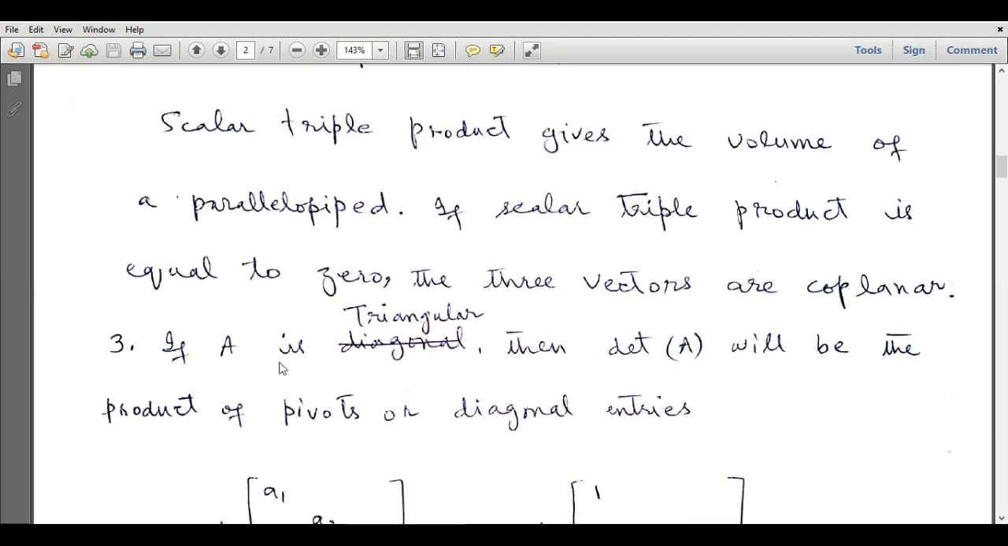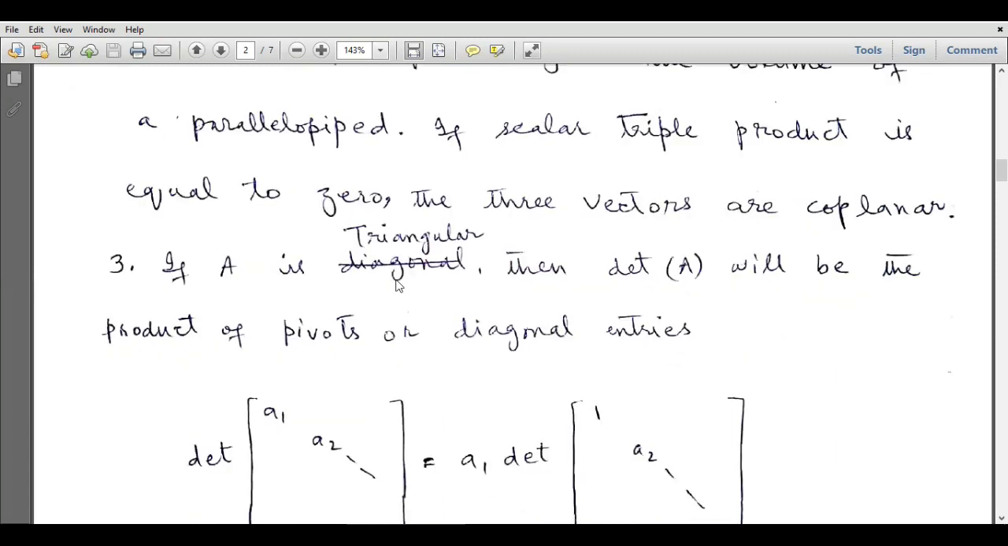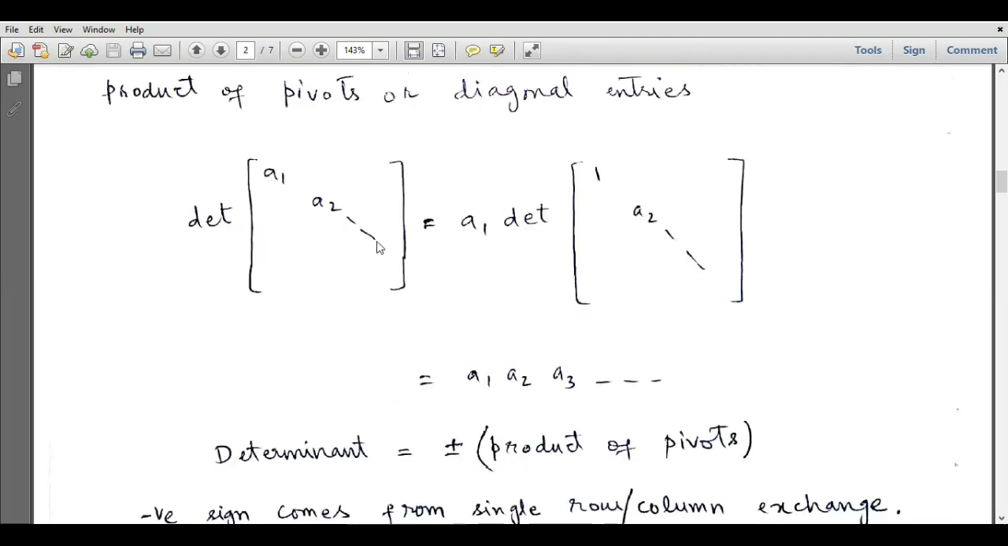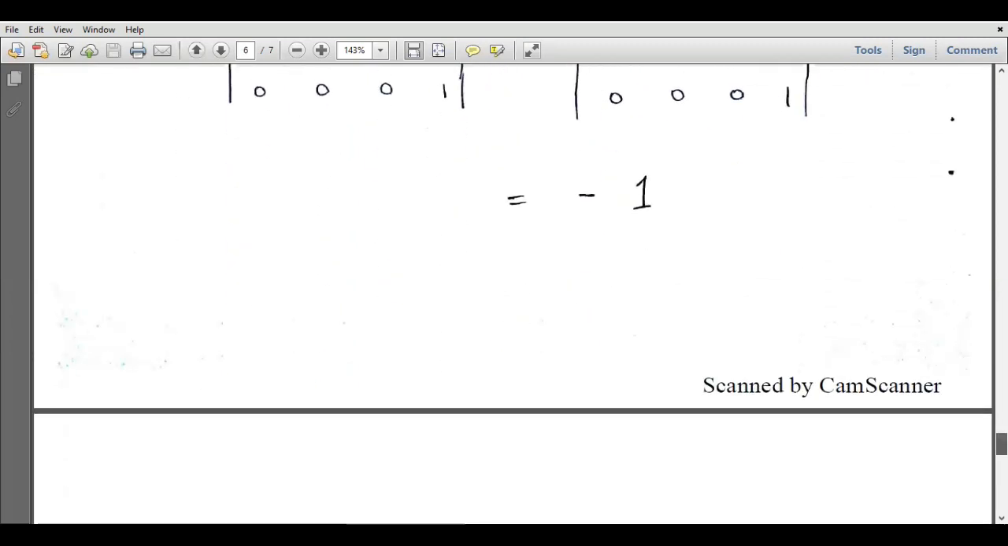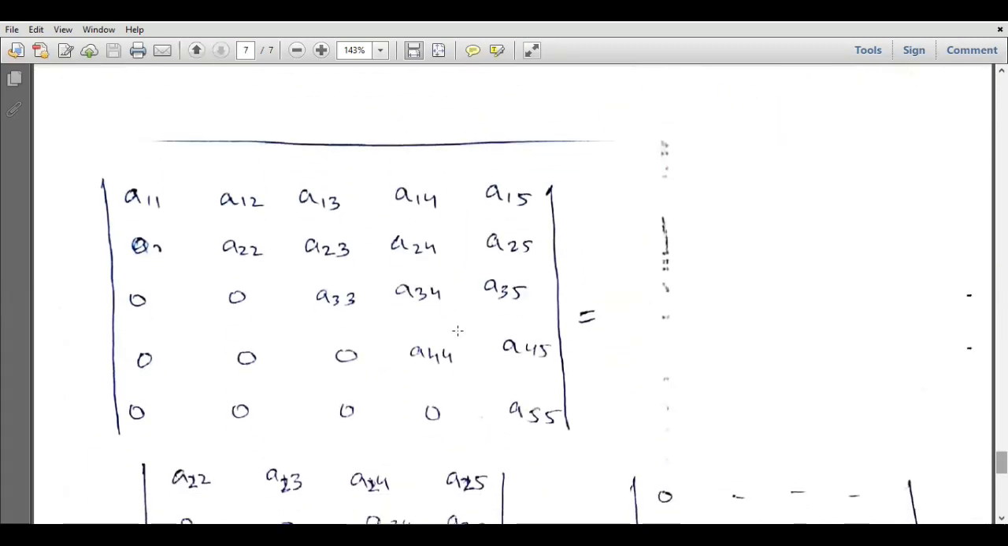Another use of property of the determinant is that if A is a triangular matrix, then the determinant of A will be the product of pivots or the diagonal entries. So if we have a triangular matrix, either it is an upper triangular matrix or a lower triangular matrix, in both cases, the determinant of this matrix will be equal to the product of the diagonal entries. And we can do the derivation of this property, and this derivation is done actually at this page.